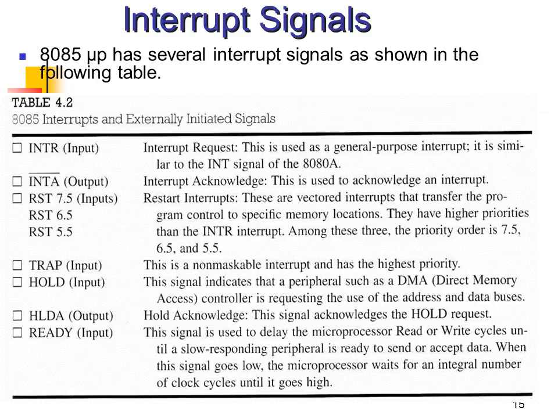HLDA is an output signal to the hold input. When an external peripheral wants to access the data bus and address bus of the 8085, if the 8085 is ready to give the access, then it will send a hold acknowledge signal. That is the acknowledgement to a hold request.